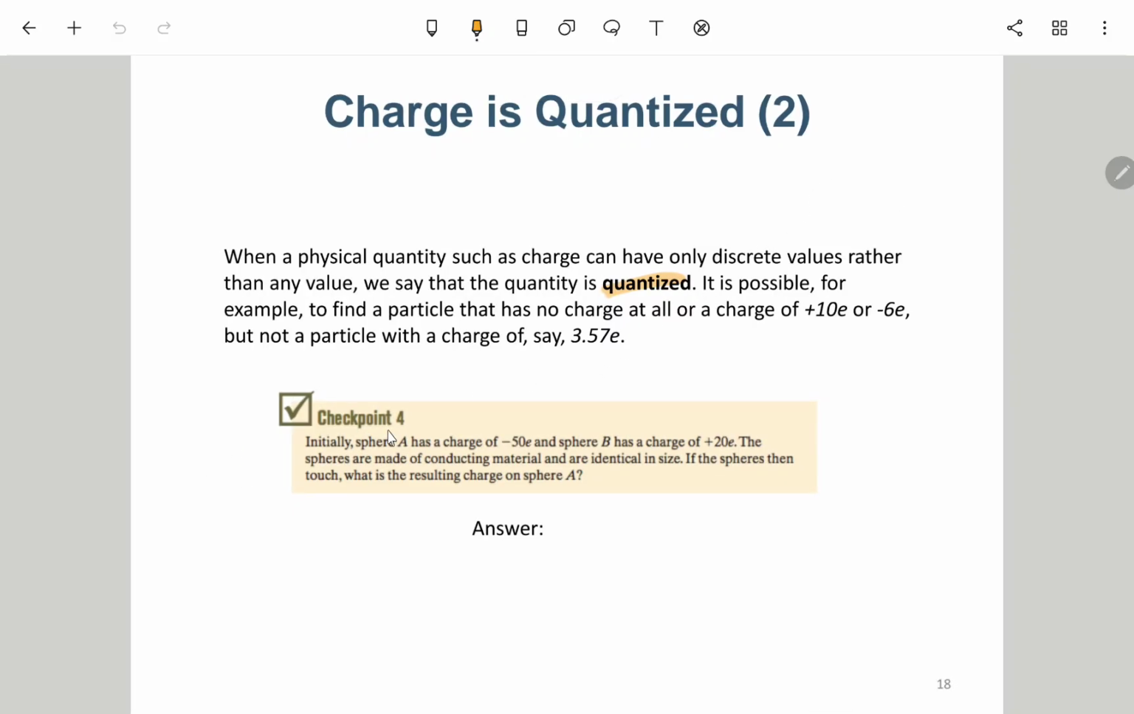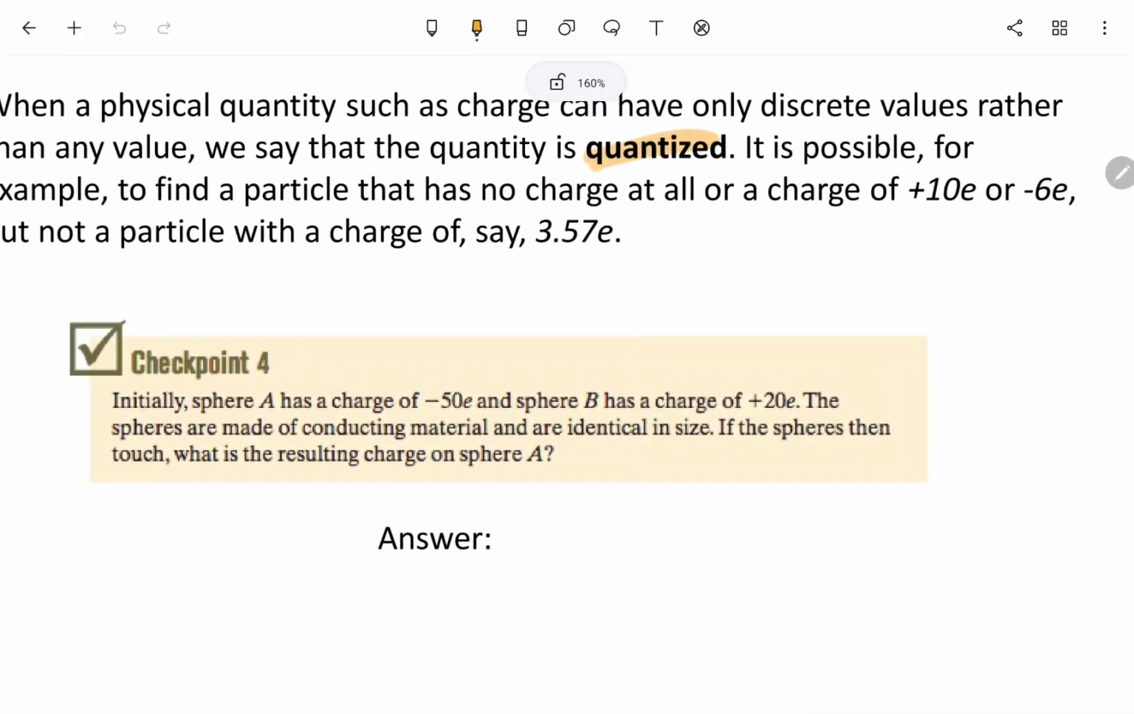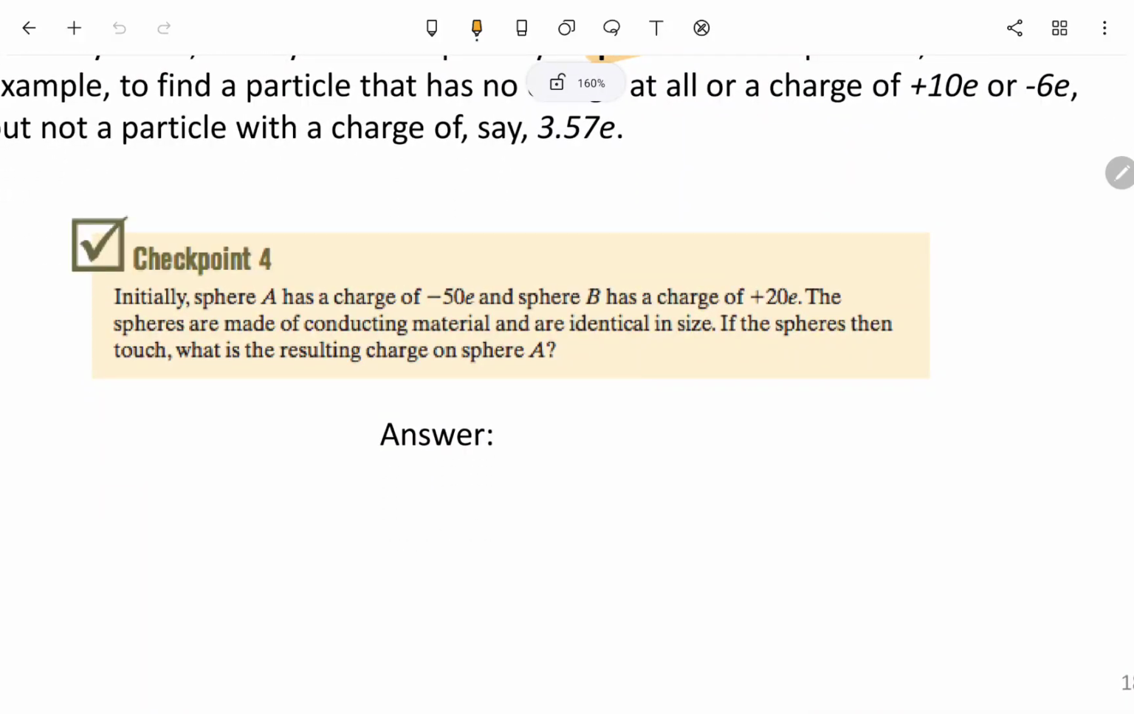Okay, so here we also have a quick checkpoint. So it says initially sphere A has a charge of negative 50e, and sphere B has a charge of positive 20e. The spheres are made of conducting material and are identical in size. 这个一样大小，一样形状很重要。Okay, so if the spheres then touch, what is the resulting charge on sphere A?